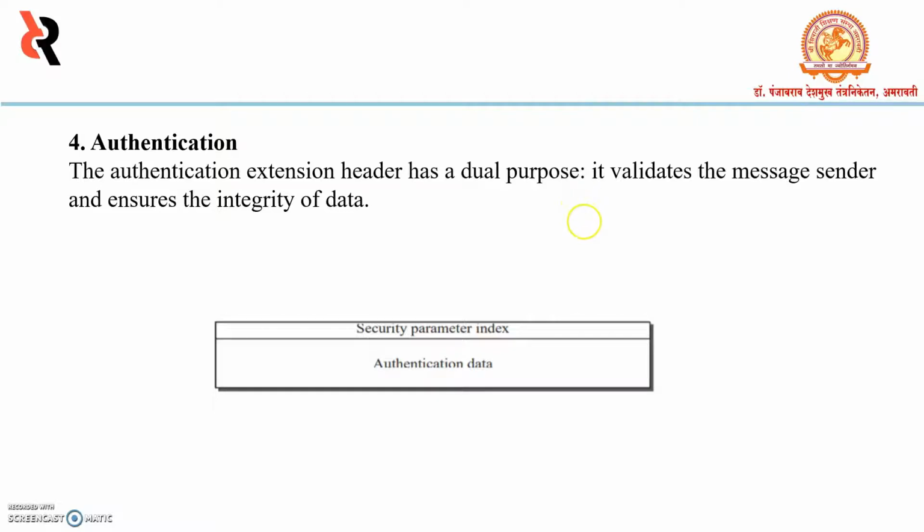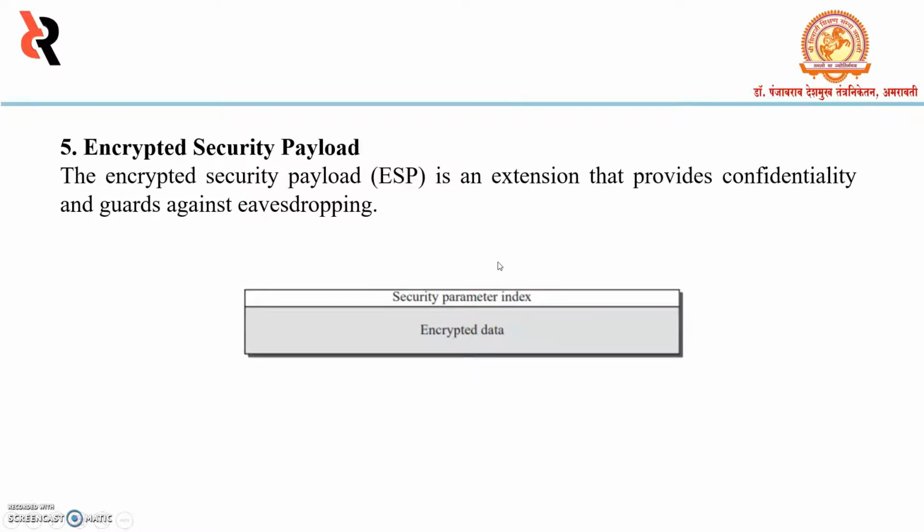The format of the authentication extension header is shown in this figure. Security parameter index is there, authentication data is there. It is used for authentication. Next is encrypted security payload. This ESP is an extension that provides confidentiality and guards against eavesdropping.